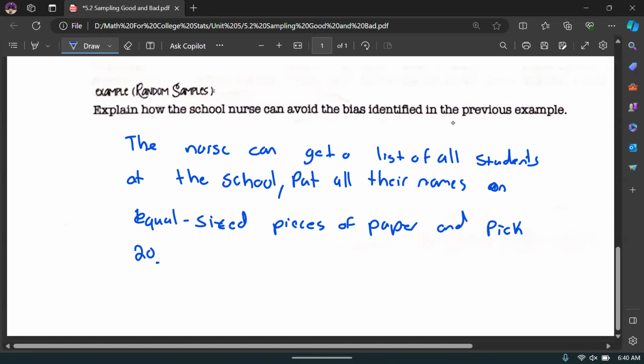So random selection. All right, so that's going to be it. That's going to do it. I'll leave it at that.